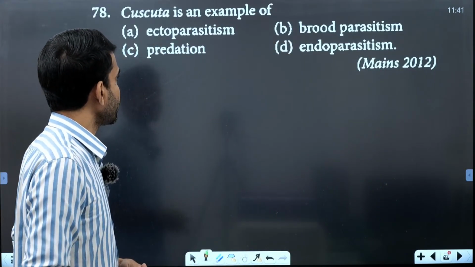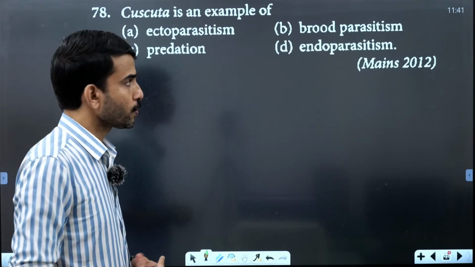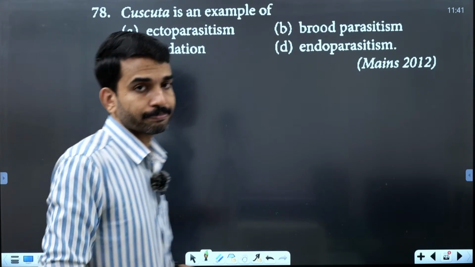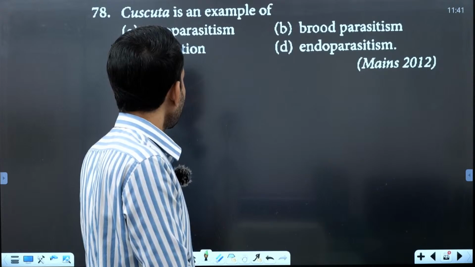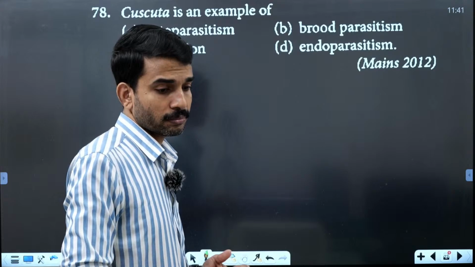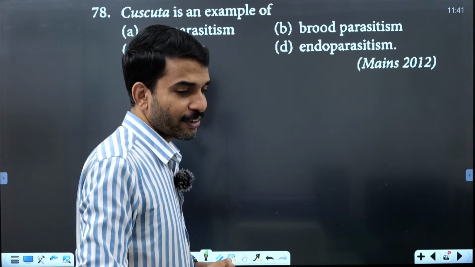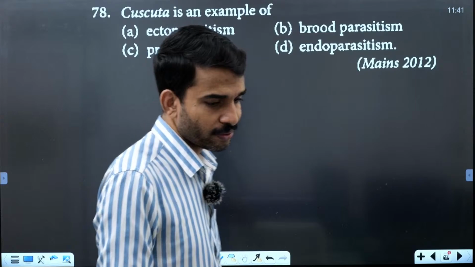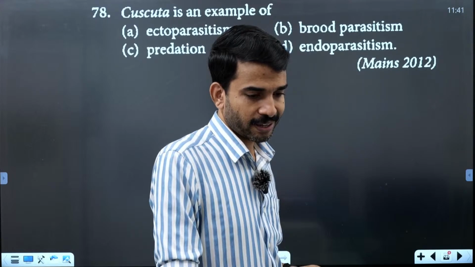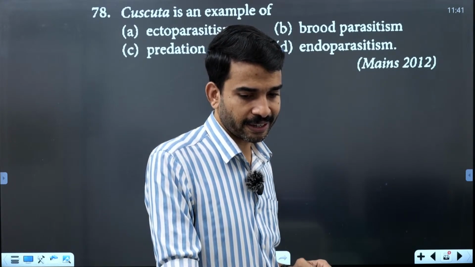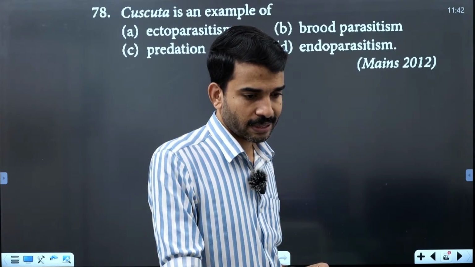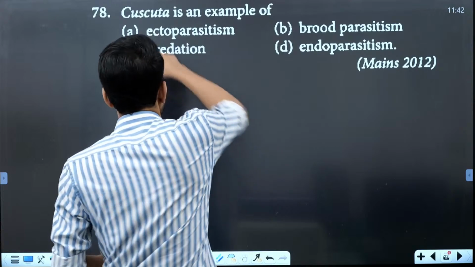Next one, Cuscuta is an example for ectoparasitism, brood parasitism, predation and endoparasitism. You have guessed already. Cuscuta is a type of plant, and this type of interaction you might have heard of, you might have studied in botany class also, right? That's the reason your answer is right, I believe. Yes, the answer is right, of course, A.